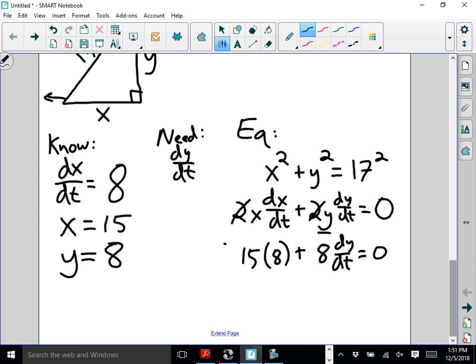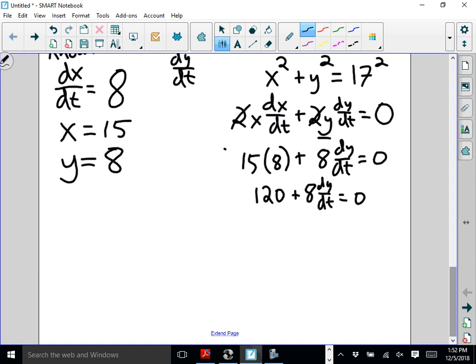So 15 times 8 is 120, which I can see that I'm going to actually end up dividing by 8s, right? So in my key, I just left it as 15 times 8. Most people would probably do that right there. 15 times 8 is 120. I'm going to subtract that 120 over and divide by 8, and dy/dt is going to equal negative 15 feet per second.